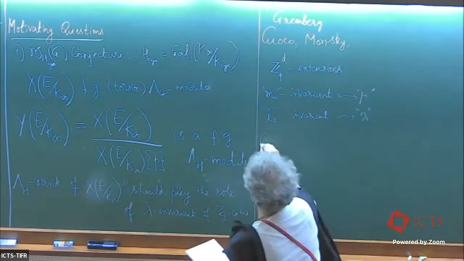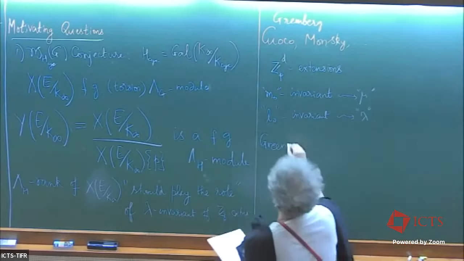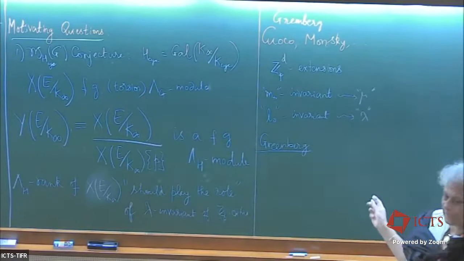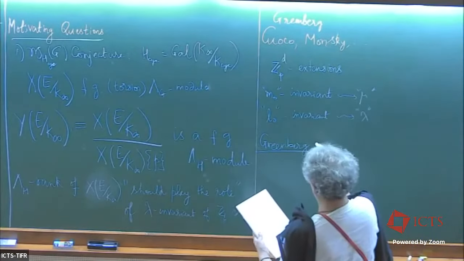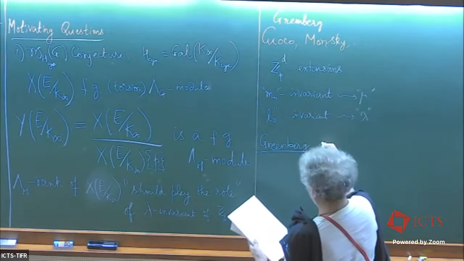So Greenberg, let's start with, I would like to quote this result of Greenberg. He proved this result, and in fact, he also made a conjecture as well. So he conjectured that something like this should hold in general for Z_p^d. But here is the result that he proved.